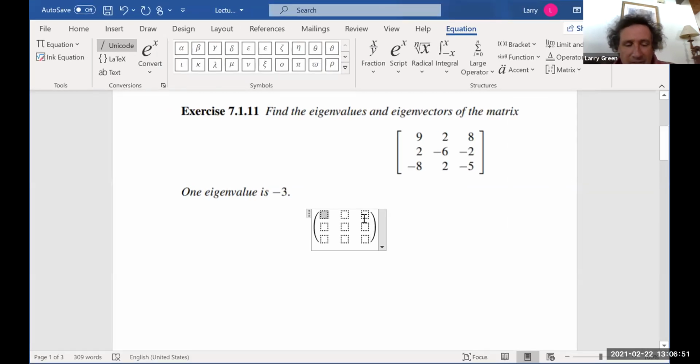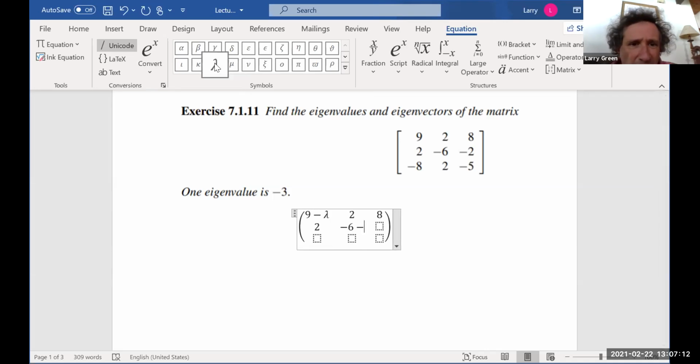Okay, so what we're going to do is on the diagonals, you're going to subtract lambda I. So you have 9 minus lambda. So subtract lambda, sorry. And then 2, and then 8, and then 2, and then negative 6 minus lambda. And then negative 2, and then negative 8, 2, negative 5 minus lambda.